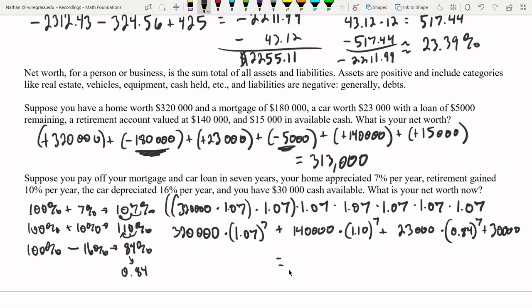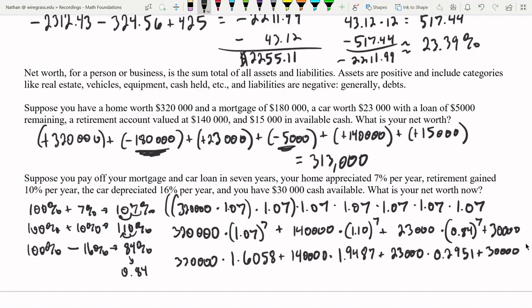Okay, now we can add those things up, right? Order of operations says we need to do exponents first. So let me go ahead and do that. Okay, and this is what we have. This number here to the 7th power becomes 1.6058. In other words, it's gained approximately 60% onto its value. Here, 1.10 to the 7th power, it almost doubles actually. It almost gains 100%. This is about 95%. Here, this one, it lost pretty much 70% of its value over those 7 years.